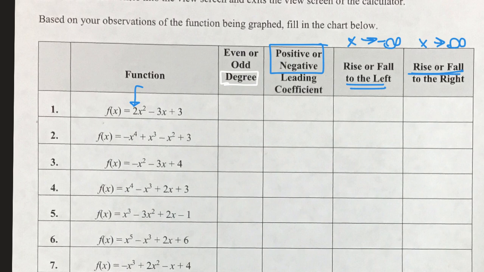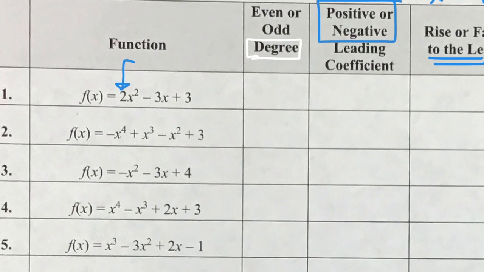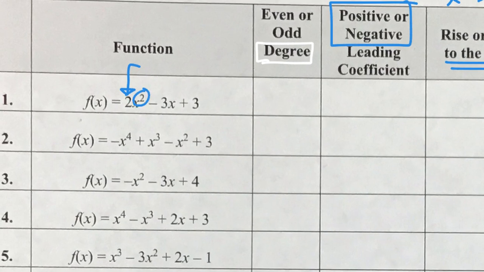Okay, so we'll do a couple of these, and then I'm going to pause the video, and we're going to do all of them in class. And then the answers will magically appear on the page. So number one, is it an even or an odd degree? An even degree, because there is a 2 as the highest power. Is the leading coefficient positive or negative? Positive, right? And you can just put a plus in there if you want to.